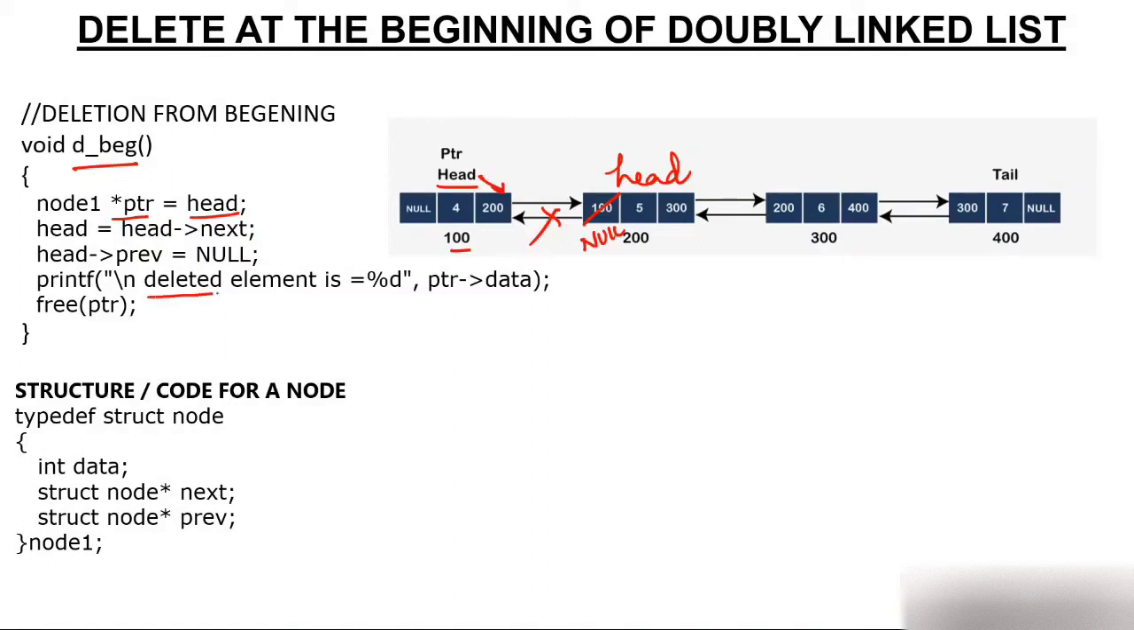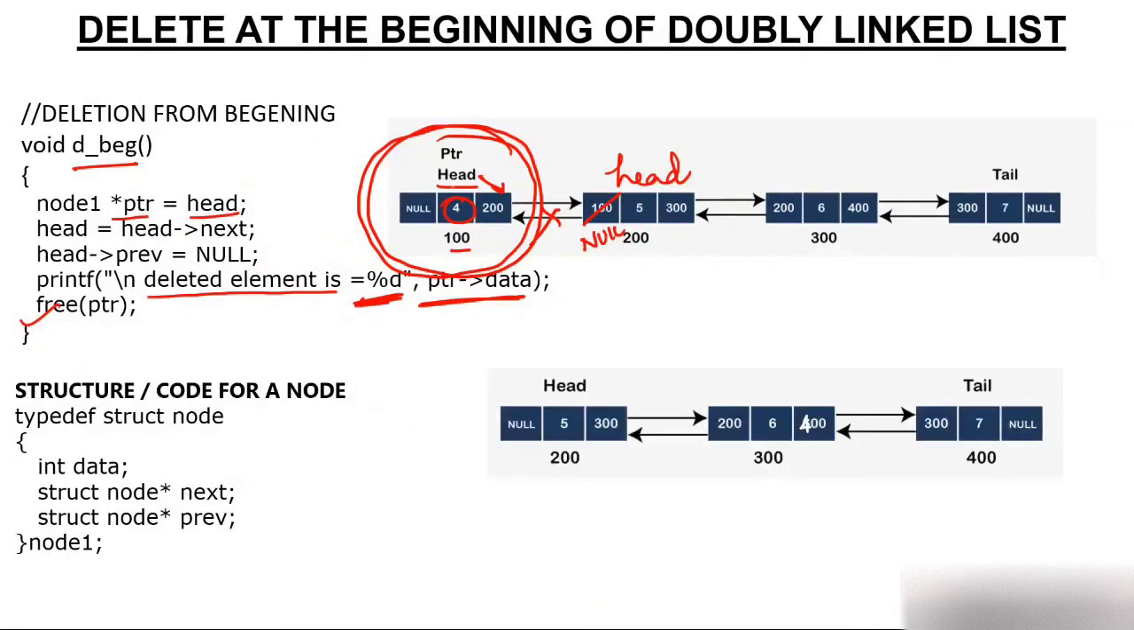Now I will print on screen "deleted element is %d", and in %d I'll print ptr data. So in the output screen I'll see that the deleted element is 4, and it will look very nice. Yes, 4 was the element which I wanted to delete. Then I've used the dynamic memory allocation free function. What does free do? It deletes the memory. Since ptr is representing this node, free ptr will delete this node structure from the memory.